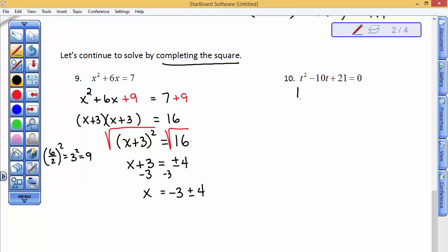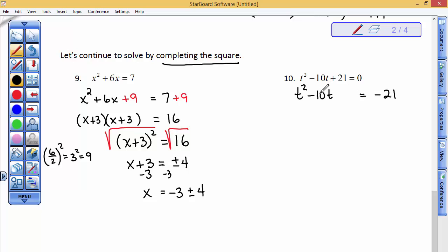So I'm going to keep the t squared and the 10t on the left, but see that 21? I'm throwing it to the right side, this positive 21. In other words, I'm subtracting 21 from both sides. I just don't want to have to show that step. Oops, I didn't mean to take that away. So I just want to throw it from the left to the right and change its sign.